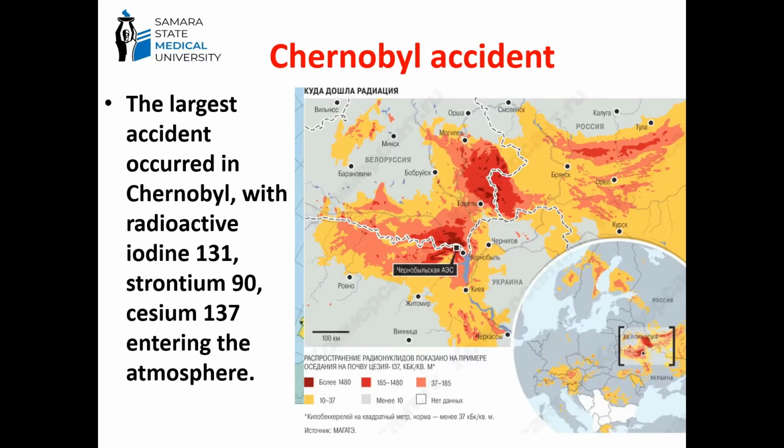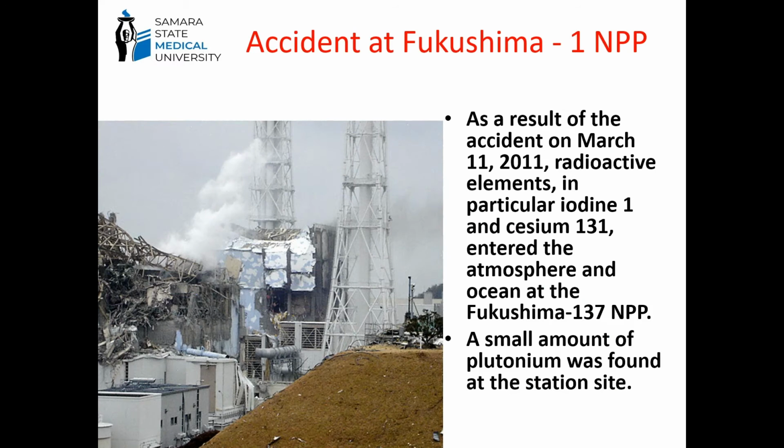As a result of the accident on March 11, 2011, radioactive elements, in particular iodine and cesium, entered the atmosphere and ocean at Fukushima. A small amount of plutonium also was found at the station site. The average annual dose per person in Russia through X-ray studies reached 1.4 gray. It includes public exposure to devices and radioactive materials used for scientific purposes, industry, and medicine.